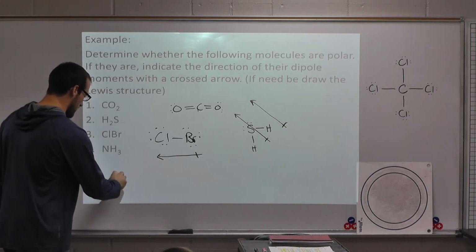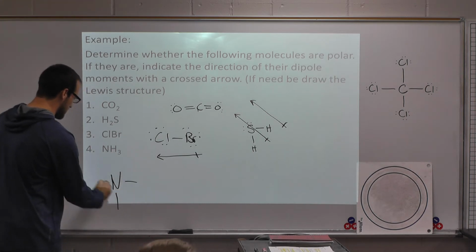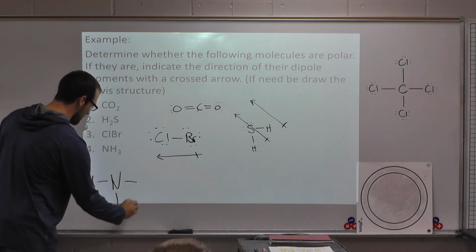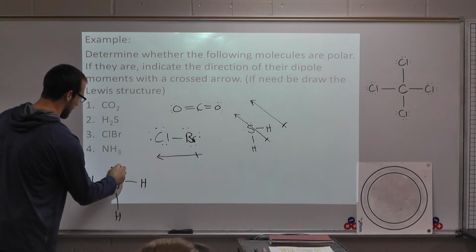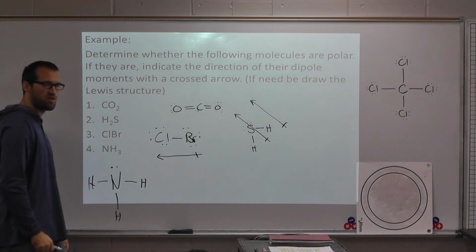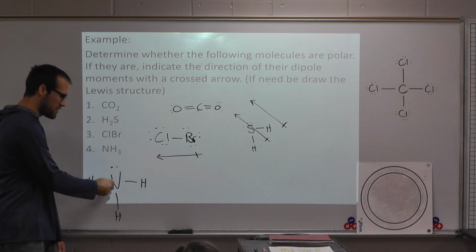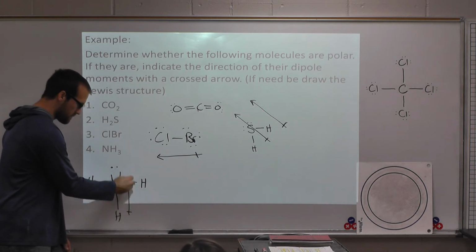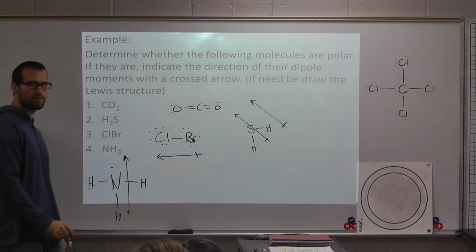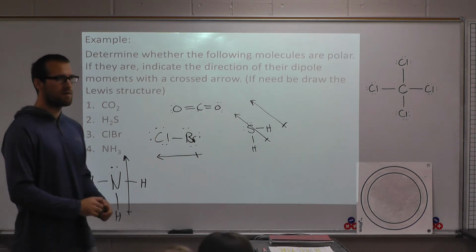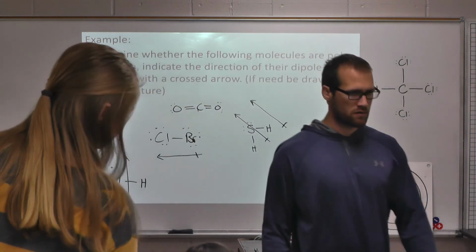This is probably one we should spend a little bit of time talking about. These two pull equal and opposite, so you're not going to have any polarity in that direction. However, you have a pull this direction. It should look like that. 1, 2, 3, 4.